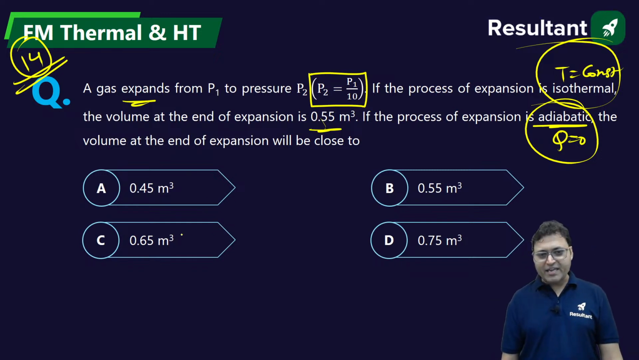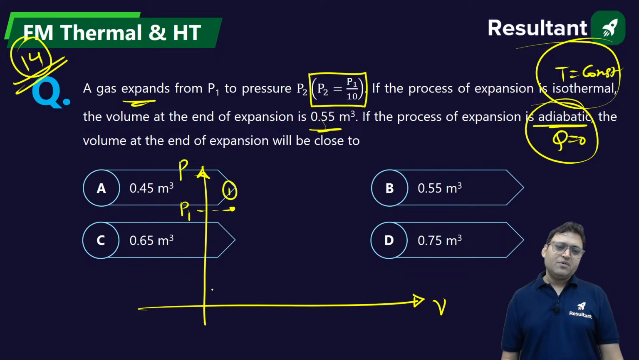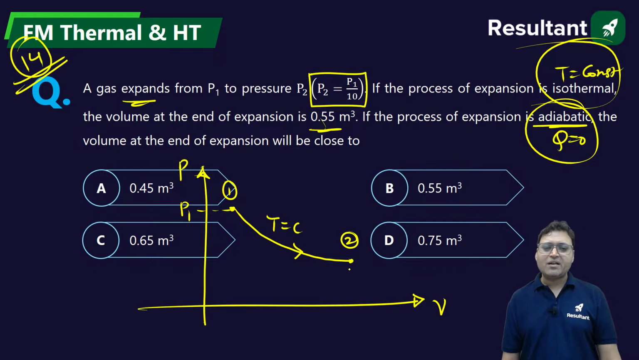Yes, question number 14, has anybody given me the answer? If we draw the pressure versus volume diagram, point 1 is the same for both processes. This is, let us say, P1. P1 is the same. Now, if you draw isothermal expansion, it will be something like this. Temperature is constant. This is, let us say, 2. 1 to 2 is isothermal. And at the end of isothermal, the volume is given as 0.55 meter cube.